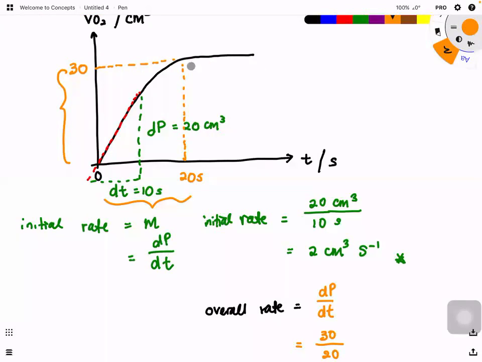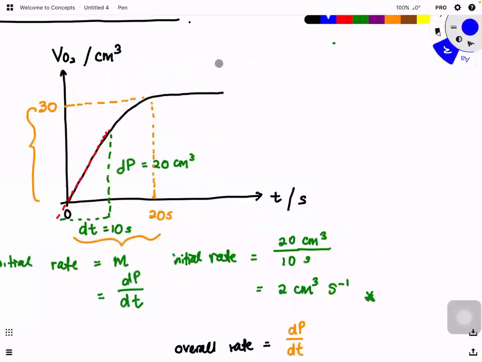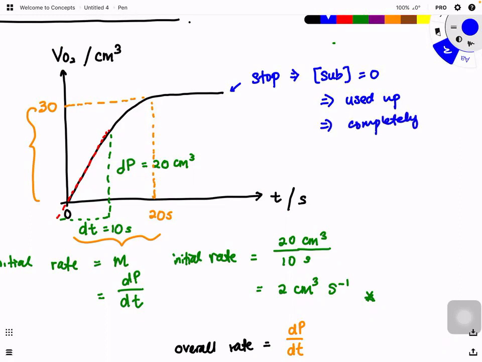Are you clear? So it stopped maybe due to many reasons. One of the reasons, why it stopped here? Substrate concentration now equals 0. Why equal to 0? Because it was used up or completely reacted. So there is no more substrate already. So that's why you cannot actually continue.